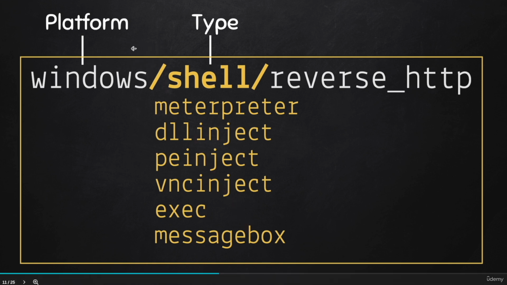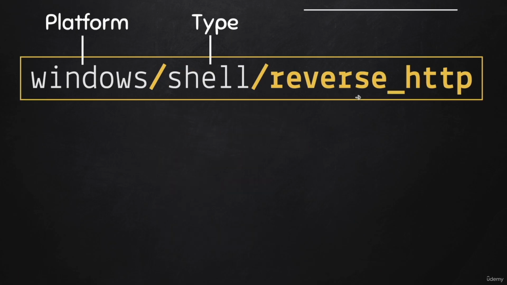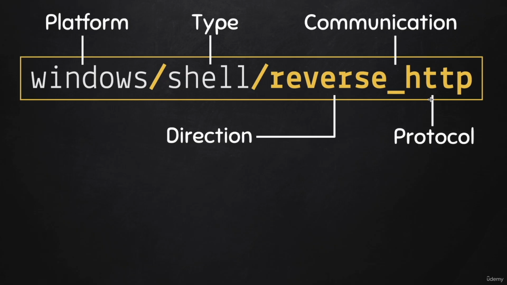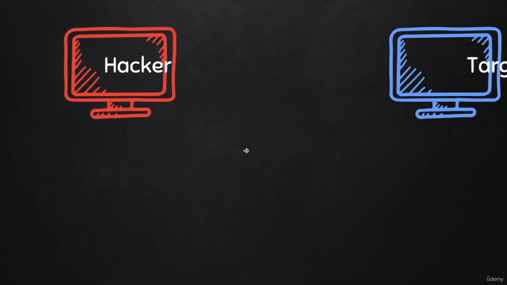So the first part is the platform, and the second part is the type, and the third part of the payload name is the communication method or channel, like we said. And if you look closely, you can see that even this part is almost made out of two parts. So the first part is the direction of the connection, and I'll explain that to you in a second. And the second part is the protocol used in this connection. So when it comes to the direction, the most common types are going to be either bind or reverse. And let me explain to you what I mean by that.